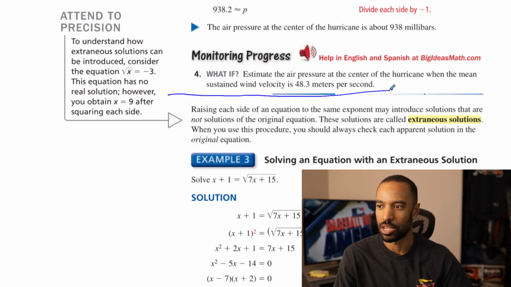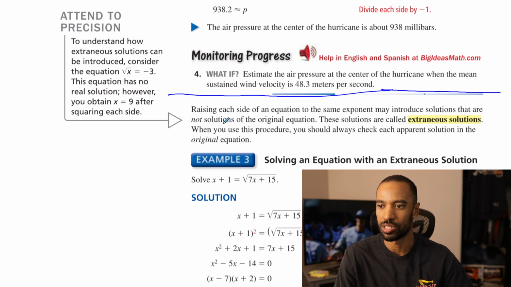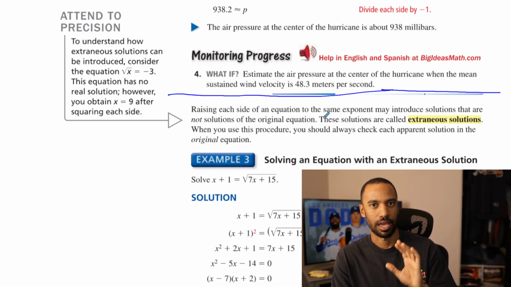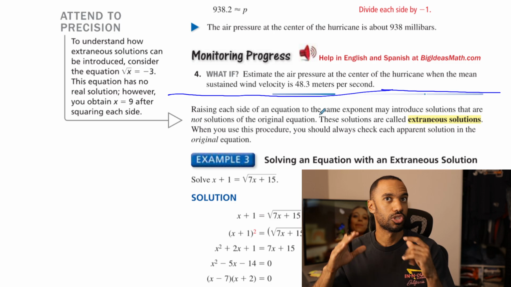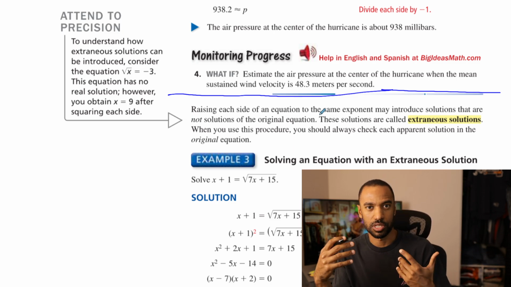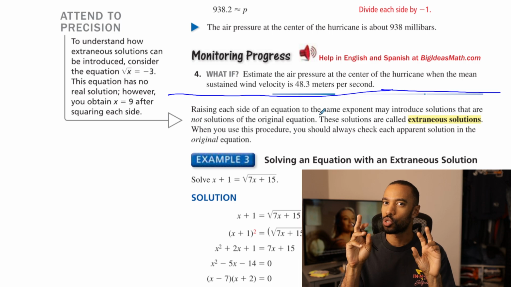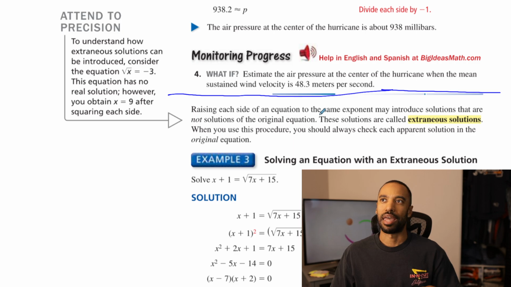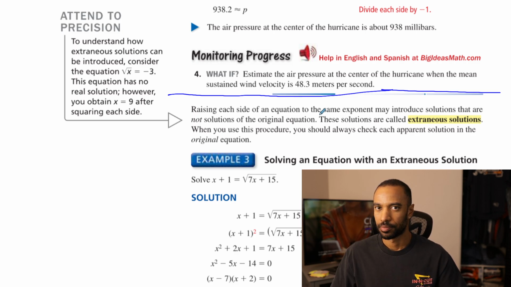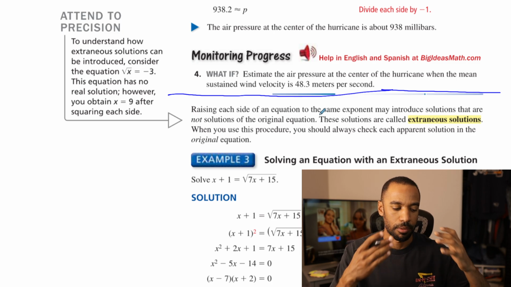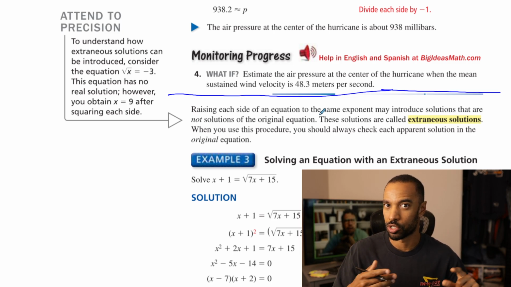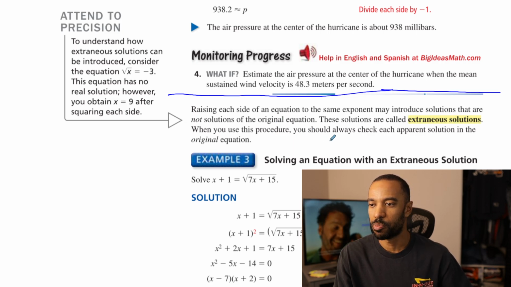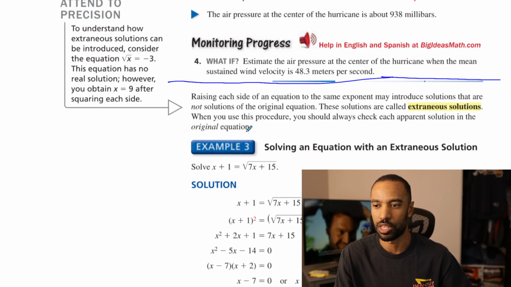Raising each side of an equation to the same exponent may introduce solutions that are not solutions to the original equation. Let me re-emphasize what I just stated. Before squaring both sides or whatever, solutions that were supposed to be would have been. But once you squared both sides or cubed both sides, I want to first really talk about squaring, you might have altered the essence of the problem. You might have altered what now can be newly introduced solutions that never were supposed to be in the first place. These solutions are called extraneous solutions. When you use this procedure, you should always check each apparent solution in the original equation.